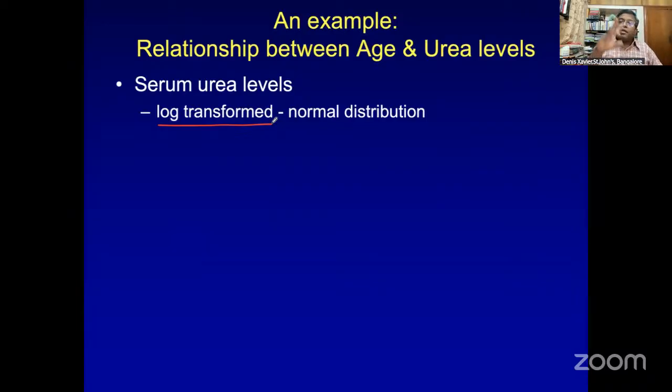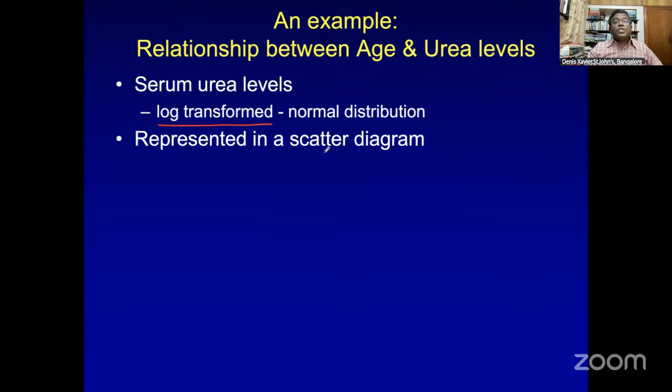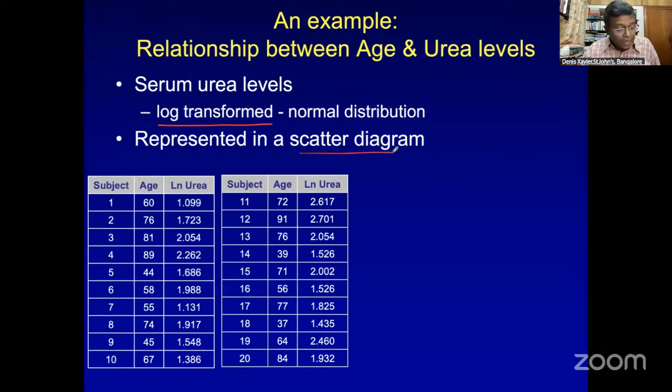And then you remember from school, from high school, you do log, and then you go to another table and look for anti-log, right? You get it back. So taking you back to school mathematics. Okay, so you will represent it on a scatter diagram. So let's take now data of 20 people, participants 1 to 10 and 11 to 20. And what is in the second column is age, and this is urea. This is log transformed urea.